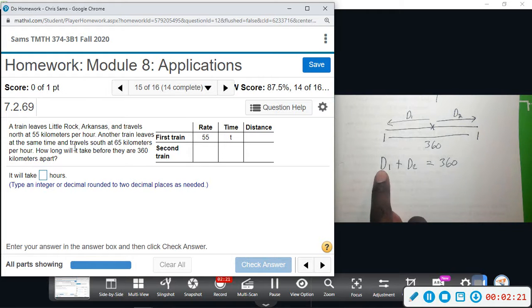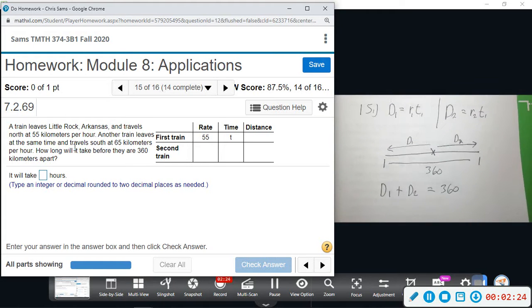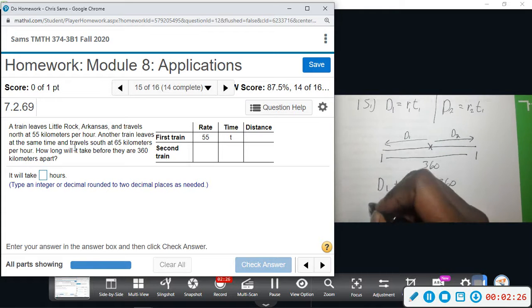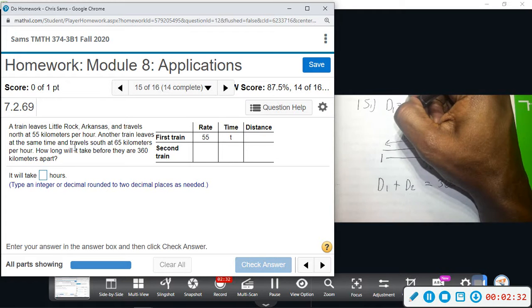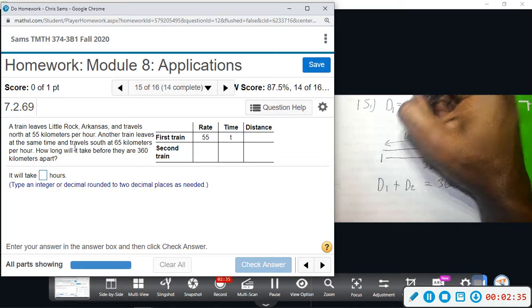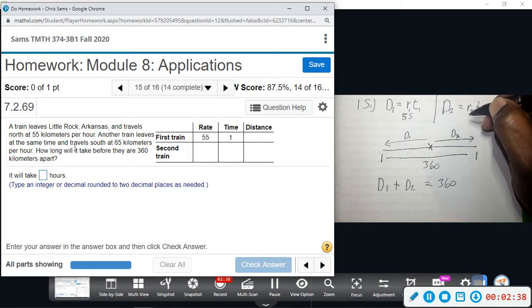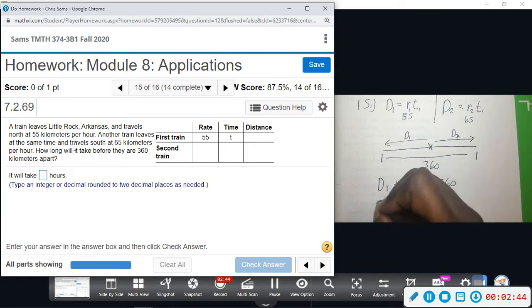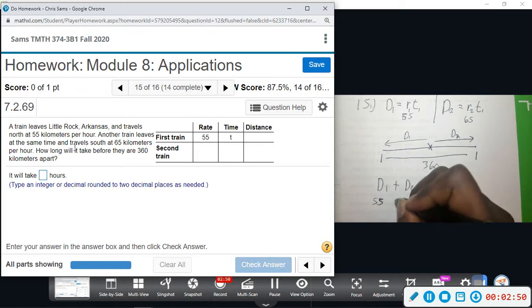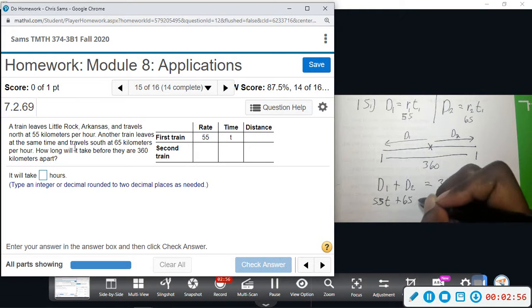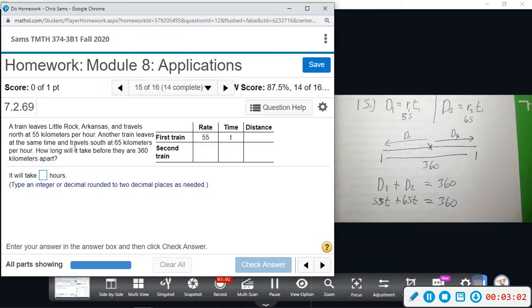Now we have formulas for those distances that I just kind of went past. Can't squeeze it all in. So I'm going to write R1, which I'm going to let be the first train. It was traveling at a rate of 55. This one was going 65 kilometers per hour. So one is going a distance of 55 times T plus 65 times T. We want that to equal 360.